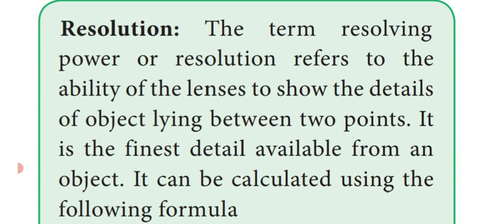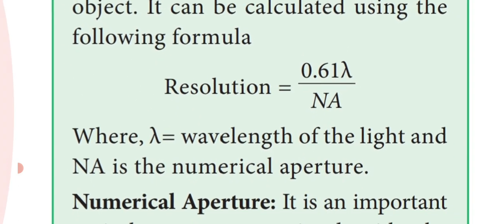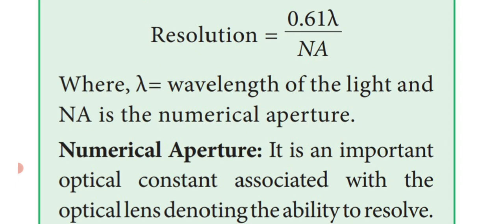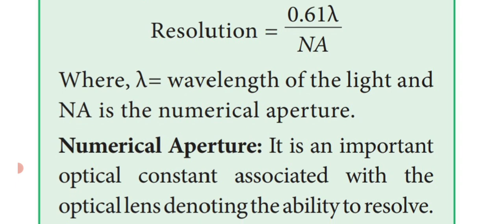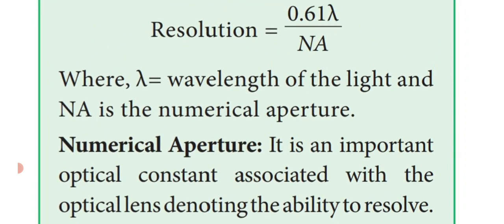The resolution is the finest detail available from an object. It can be calculated by using the formula resolution equals 0.61 lambda divided by NA, that is numerical aperture. Lambda is the wavelength of the light and NA is the numerical aperture. So resolution equals 0.61 lambda by NA.